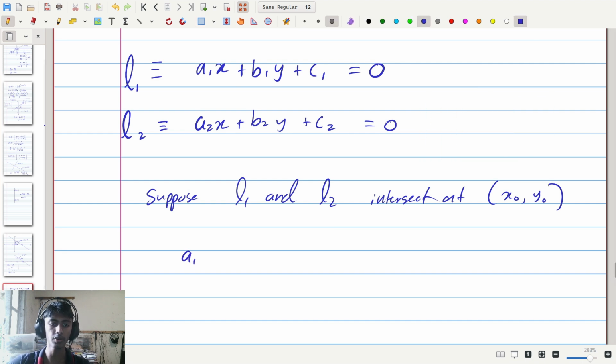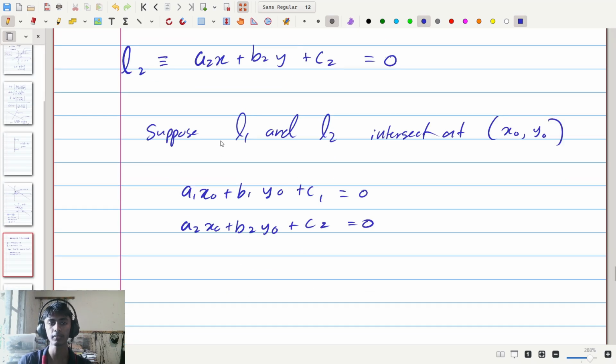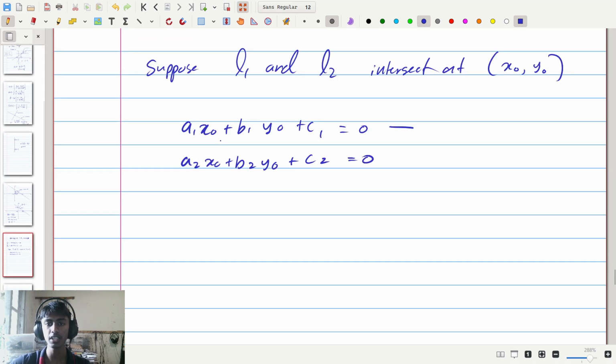a1 x0 plus b1 y0 plus c1 is equal to 0. And furthermore, a2 x0 plus b2 y0 plus c2 is equal to 0. This is just saying that this point satisfies both the first equation and the second equation. From this first equation here, let's try to isolate the value of y. So what I'm going to do here is rearrange this thing to get y on one side.